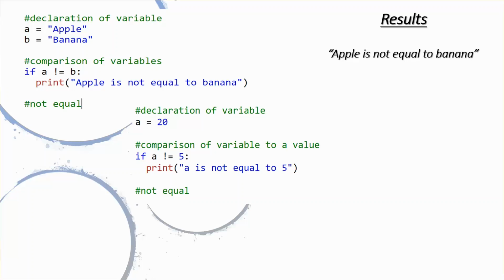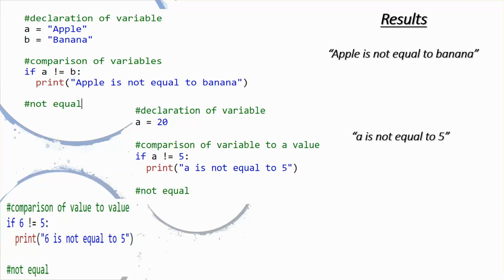Another example is comparison of variables against a value. Notice that only A is declared as a variable with a value of 20. The if statement goes, if A is not equal to 5 and the result is A not equal to 5. The last comparison is just a comparison of two values that will result to 6 not equal to 5.